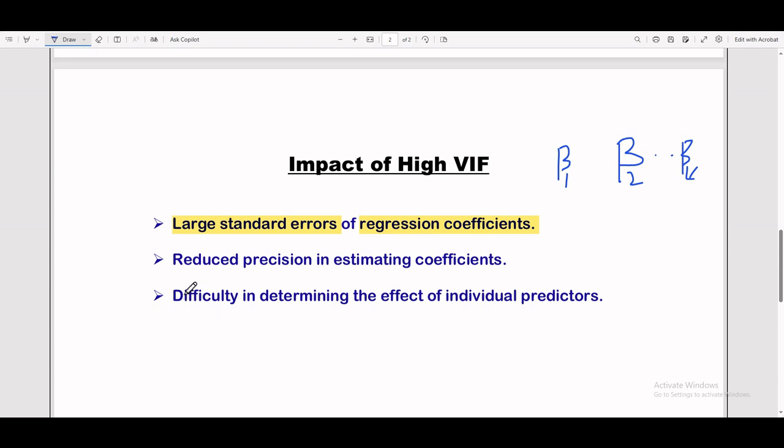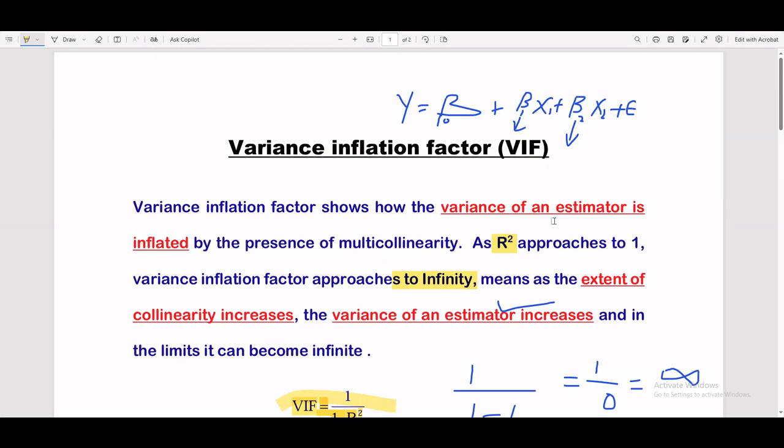So reduced precision. When your standard error is large, it means reduced precision of the coefficients and difficulty in determining individual effects. In the presence of multicollinearity, we cannot find the independent effect of the regressors because x1 has some resemblance with x2. When we estimate y, they both have similar observations and the same effect, so it is very difficult to find the separate effect of x1 and x2 in the presence of high multicollinearity.